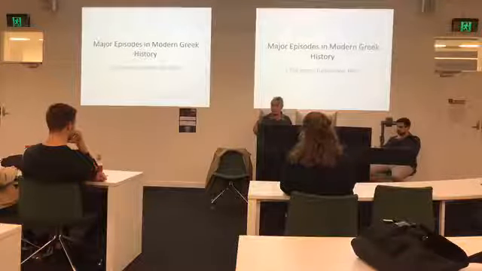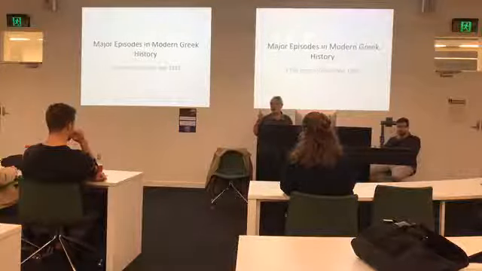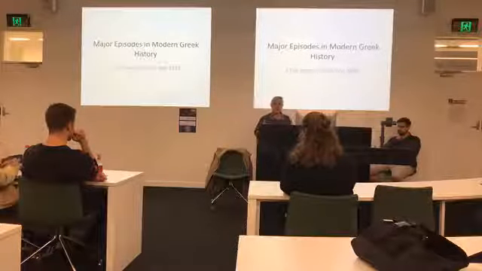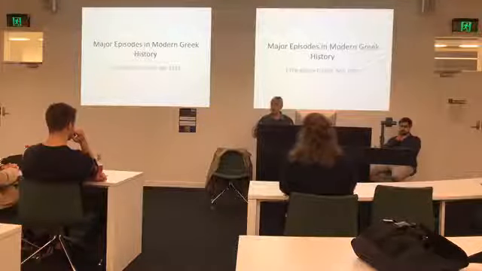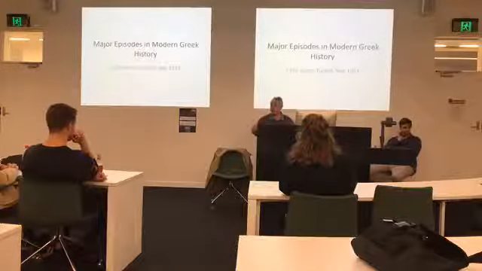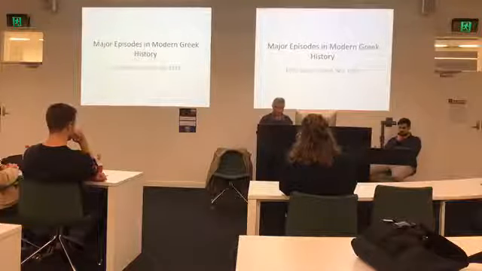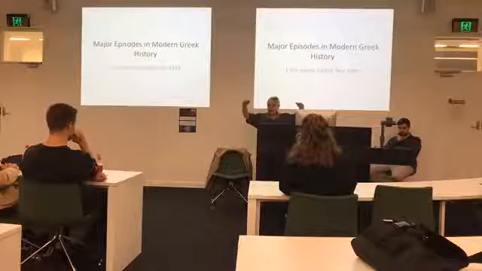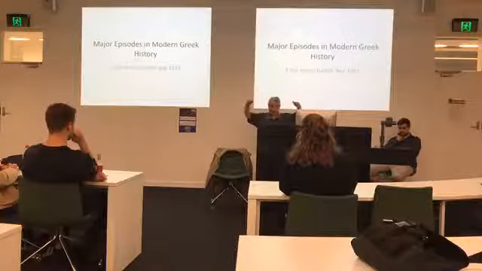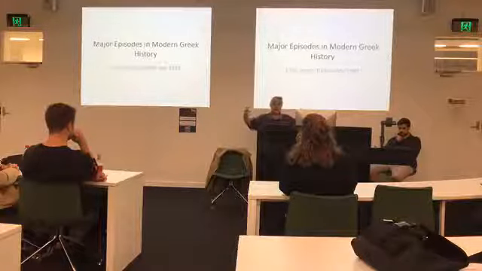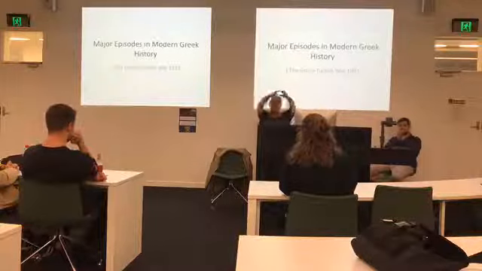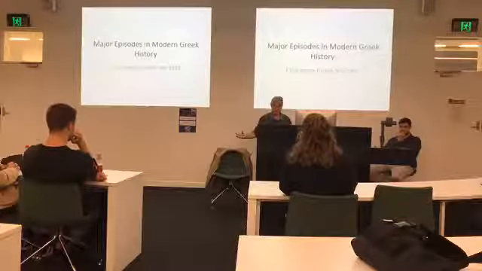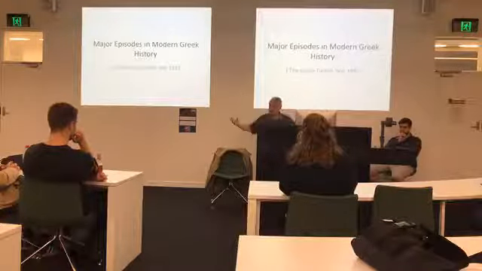The first one is the Great Idea, or Megali Idea. What does that mean? Well, when the modern Greek state came into existence in 1830 at the sponsorship of the great powers, in other words, Great Britain, France, and Russia, Greece was only about half the size at that time. So the Great Idea was to bring all the Greeks that lived outside of this small kingdom into a larger Greece. So that's what we call the Megali Idea.